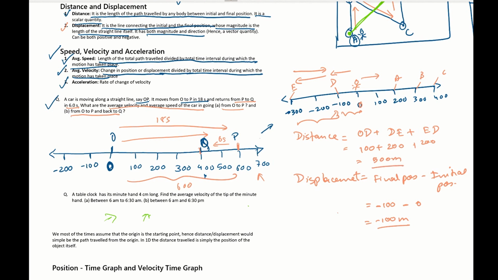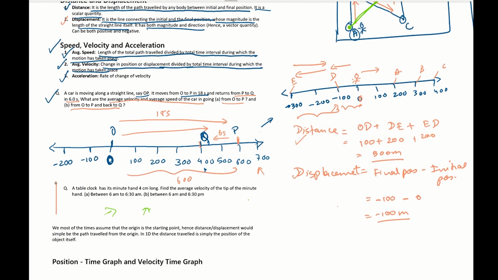All right, so that was just a quick concept. I wanted you guys to also see what happens to distance and displacement when an object moves in the negative direction. And when you want to calculate speed or velocity, you just divide by the time it takes to move in either of the directions. All right. So let us move on to the next topic.